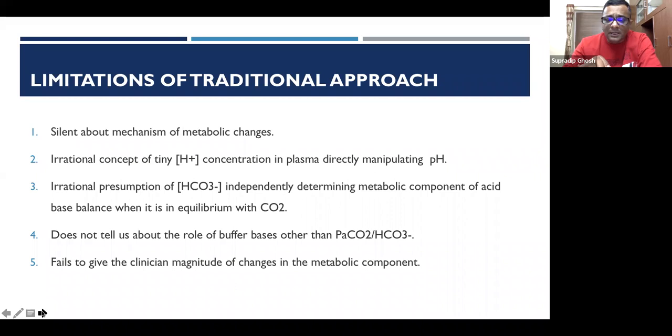This Henderson-Hasselbalch approach doesn't tell us anything other than PaCO2 and bicarbonate buffer basis. It fails to tell us anything about the phosphate and the albuminate, which are very important components. Finally, it fails to give the clinician the magnitude of changes in the metabolic component. It can just tell this is a metabolic acidosis, this is a metabolic alkalosis, but it cannot tell us how much is the actual value of metabolic acidosis, how much is the change. So we start assuming that, okay, bicarbonate is 14, so it's a severe metabolic acidosis because normally it is 24. But these are only assumptions.